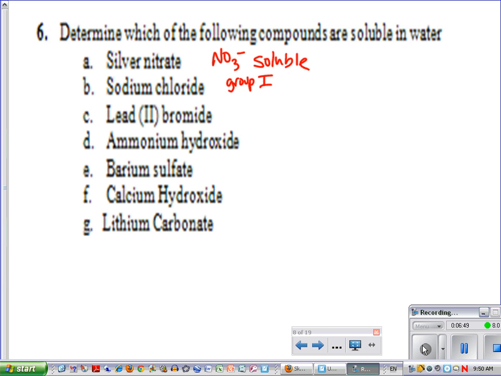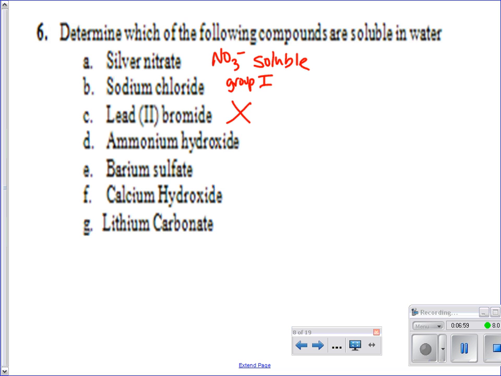Lead 2 bromide is not soluble because we're dealing with halogens, right? So all halides are soluble except for silver, mercury, and lead, and that is lead. So not soluble. Ammonium hydroxide. Yeah, why? Big Daddy, NH4 is soluble.